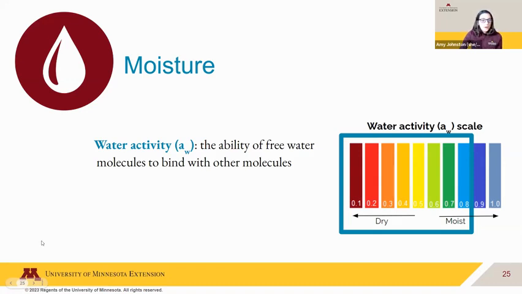Also of note, there are molds and yeasts that can grow in foods with a water activity between 0.6 and 0.75, which there are some different requirements for grains.